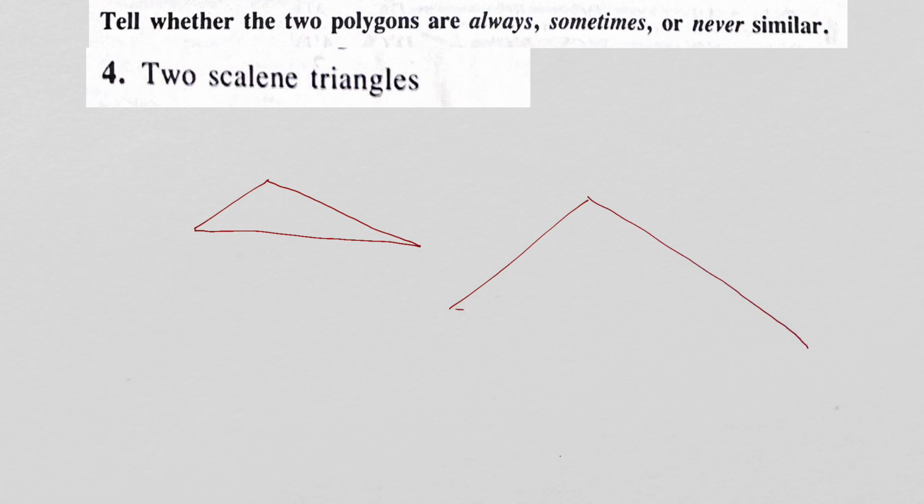Two scalene triangles would be sometimes, because you could draw one scalene triangle like this. This is scalene. And then you could just multiply this by a factor to make it a larger size, and multiply each one of these by that same factor, and you'll end up with two similar triangles. So this is going to be sometimes, but it's not always, because you could also have another scalene triangle that looked like this.